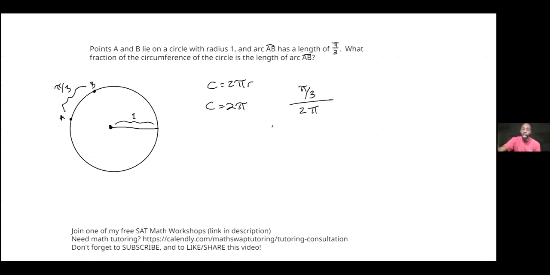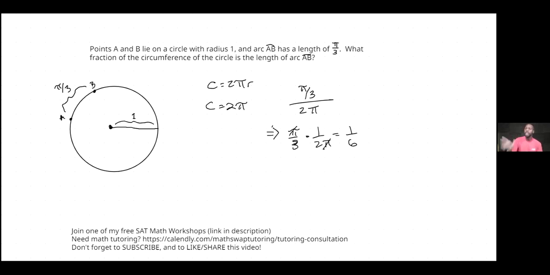So that's going to be, remember that we can write that as pi over 3 times 1 over 2 pi. Okay, pi over 3 divided by 2 pi is going to be pi over 3 times 1 over 2 pi. The pi's cancel out here. So this is going to be 1 over 6. So this arc is 1/6 of the circumference of the circle. And so let's confirm that that's correct here. Okay, yes, 1/6. All right.